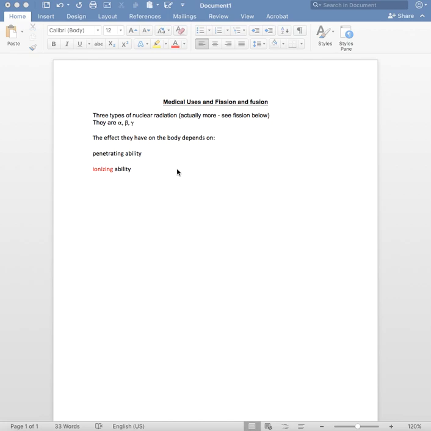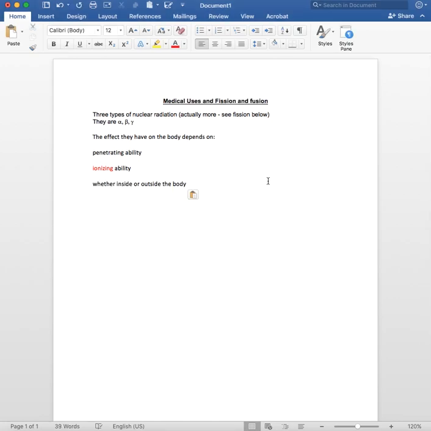Alongside that consideration, then, is whether this isotope is inside or outside the body. Alpha inside is tremendously dangerous, outside is not. It also depends on which part of the body is being irradiated, because some parts of the body are more susceptible to damage than others. So that's a consideration as well.